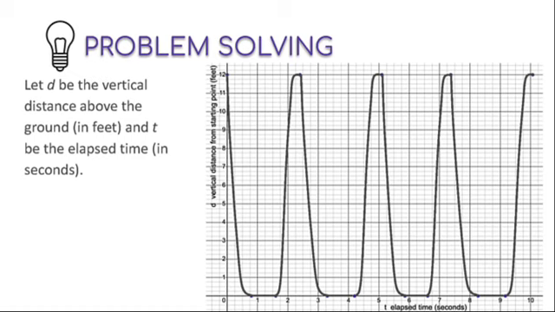We begin by defining our variables. Let d be the vertical distance above the ground in feet and t be the elapsed time in seconds. We know that at the beginning, the biker is 12 feet above the ground, goes down rapidly, that vertical distance drops, and then it's flat on that middle section, which we see here is down at 0, and then back up and down, back up and down. So with those flat spots, the vertical distance is not changing.